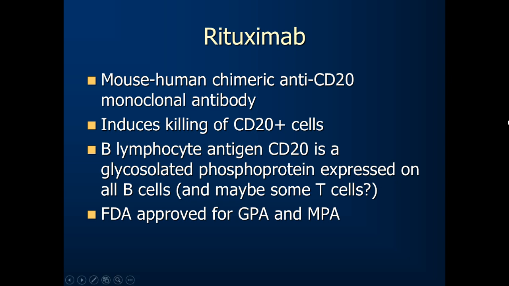So rituximab. It is a mouse-human chimeric anti-CD20 monoclonal antibody. It induces killing of CD20 positive cells, which is typically found on B lymphocytes. There may be some found on T cells as well. And it is actually FDA approved for GPA and MPA.